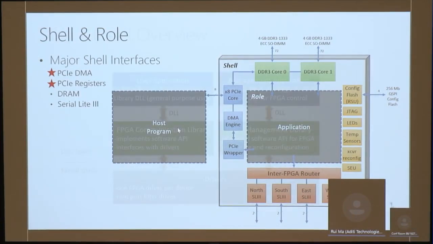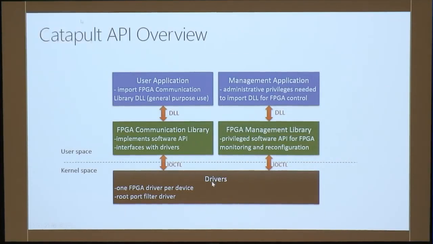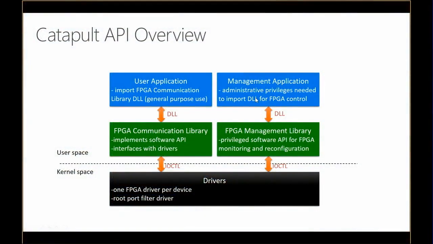First, here's an overview of the hierarchy. The driver sitting in the kernel space handles the raw signals with the FPGA. And an FPGA communication library, which is called FPGA corelib.dll, provides the interfaces with drivers and exposes the software APIs to the user. We will focus on these software APIs today. There is also another management library, which provides some APIs for monitoring and reconfiguration, and users need administrative privileges to use these APIs.